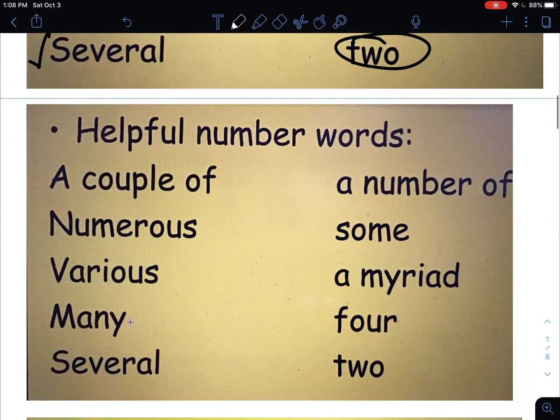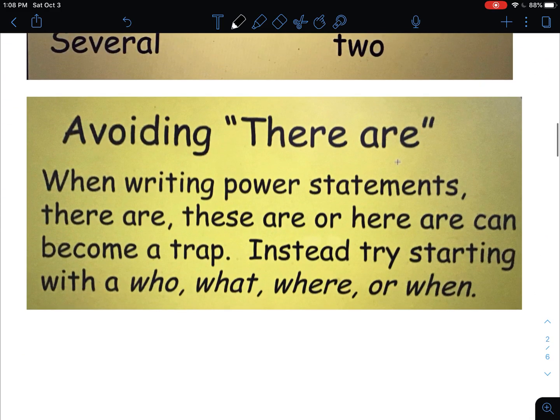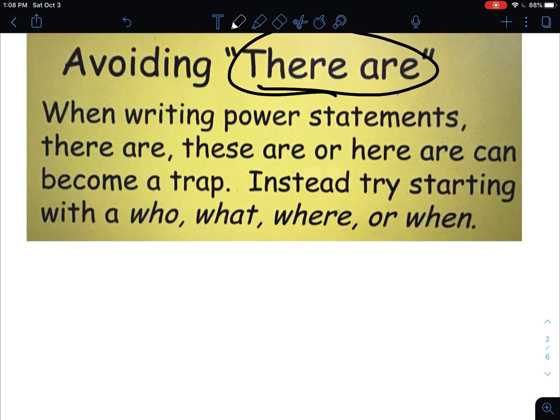And then again, oops, I put this in twice. All right. So the big thing again is we're going to be avoiding the words there are. We do not want to start your topic sentence off with there are. All right. And I'm going to tell you exactly what you can do to avoid that. What you want to try and do when you start your topic sentence off is with the who, what, where, or when. For instance, if you are going to be writing about a person, start with their name. All right. That would be the who.